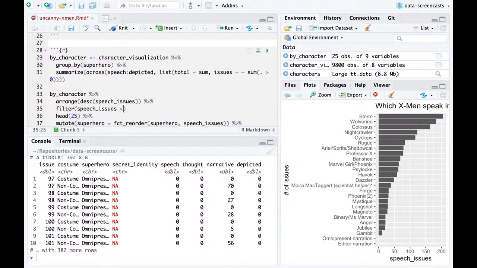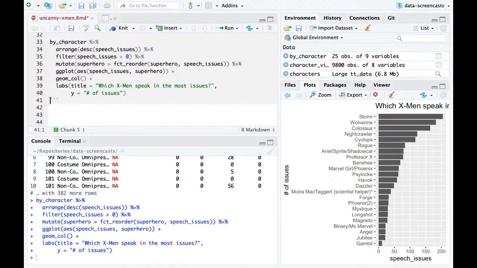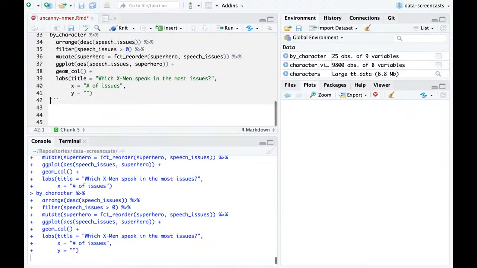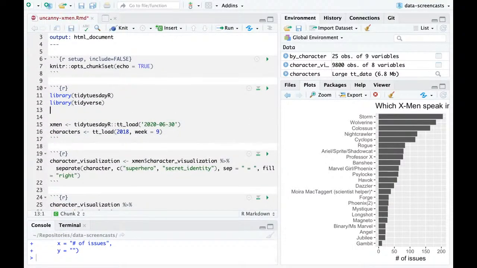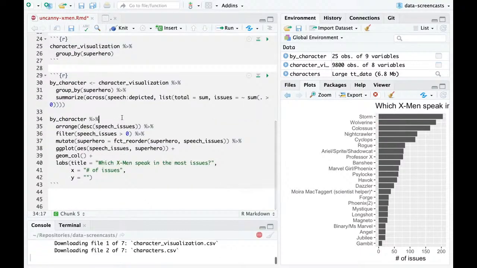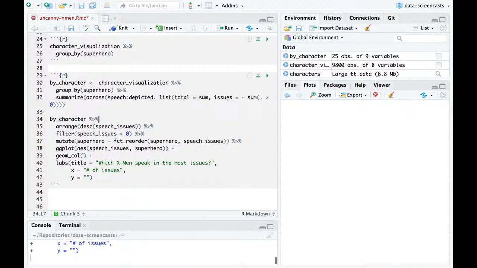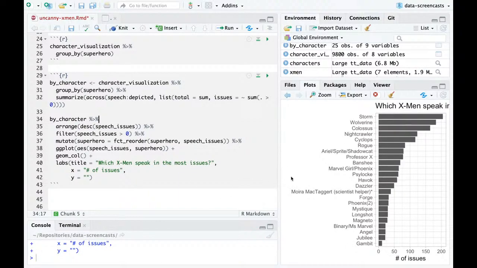Speech issues greater than 0. All right. So Gambit kind of is the rarest one. Storm the most. Then what if I said, what is the oh, somebody pointed out, thank you, that I need to give the right labels. Here we go. I neglected to do theme set, theme light. Oops, didn't need to rerun that. Well, I like this a little bit more.